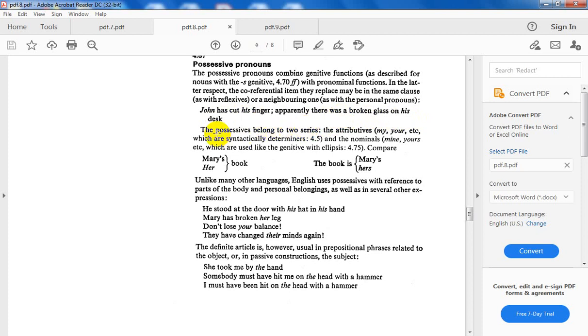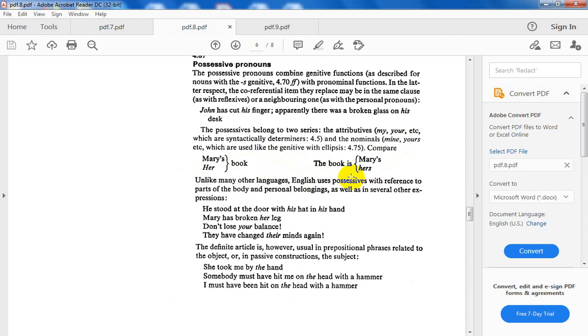Okay, the possessives belong to two series. Attributive comes before the noun as determiner, which are syntactically determiners, and the nominal ones, they call them either attributive or predictive. Attributive means determiner, predictive means nominals. Mine, yours, hers, theirs, ours, which are used like the genitive with ellipsis. Mary's book, her book, the book is Mary's, the book is hers.